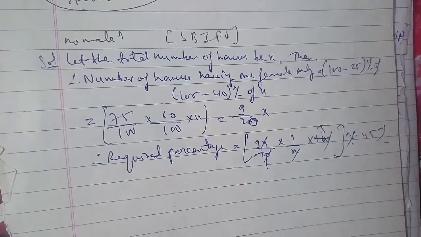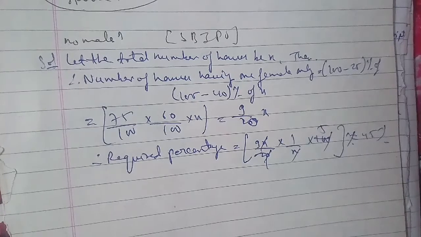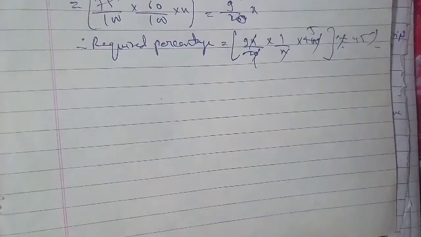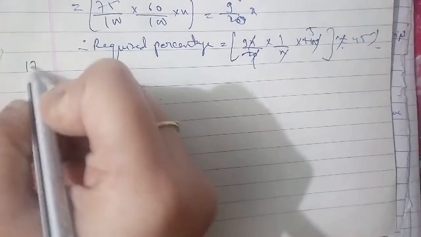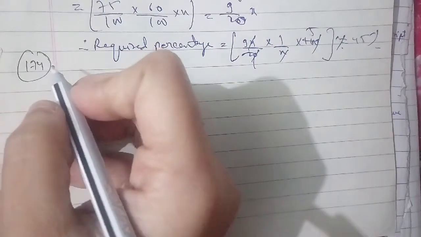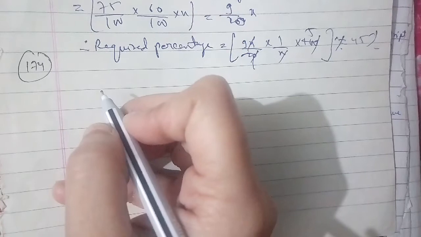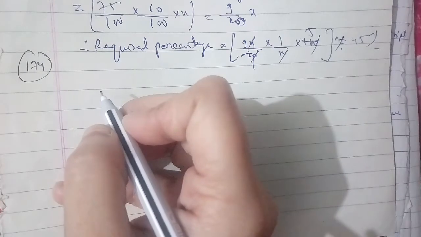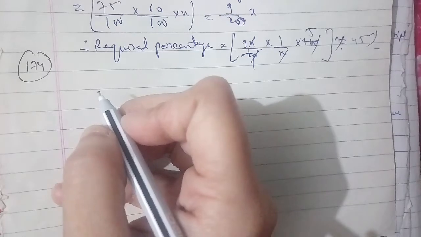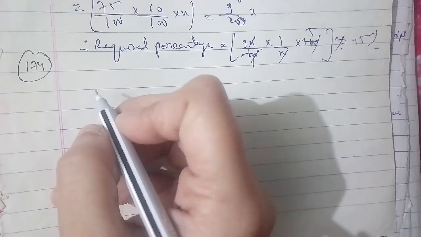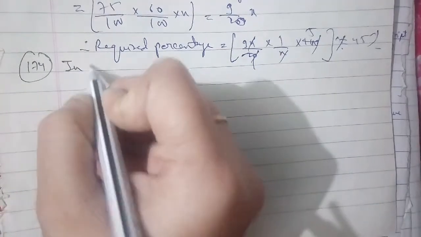Now we'll go ahead for the next question, which is also important, the 174th question of the session. The question is: in a city 40% of the people are illiterate and 60% are poor. Among the rich, 10% are illiterate. What percent of the poor population is illiterate? The options are 36%, 40%, 60%, none of these. So we'll go ahead.